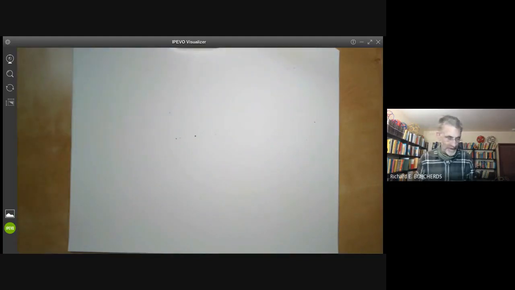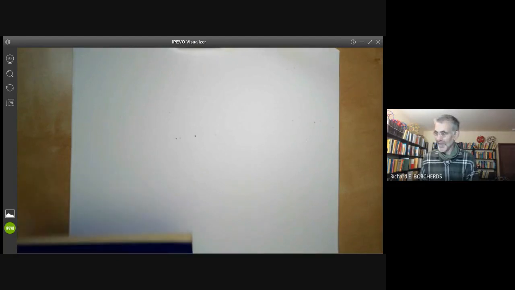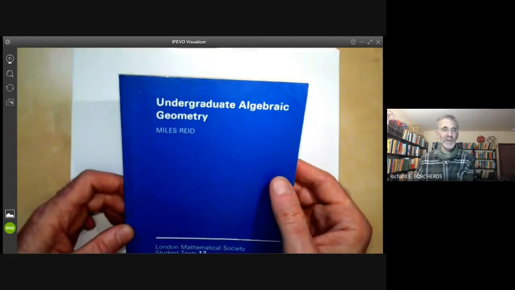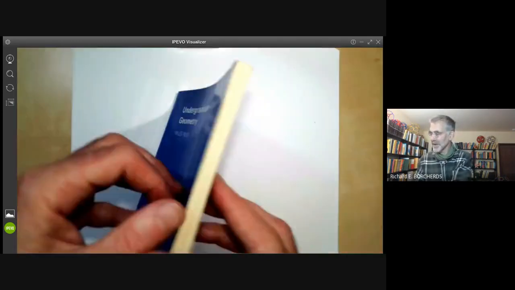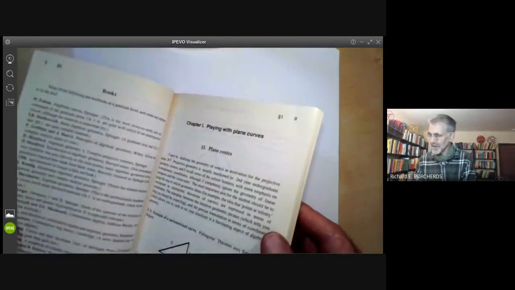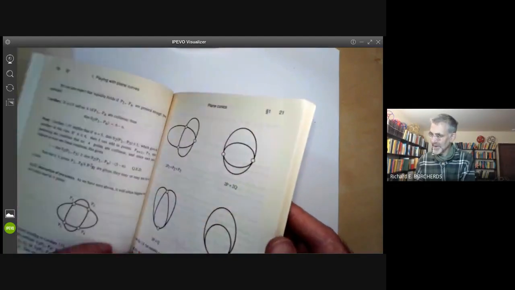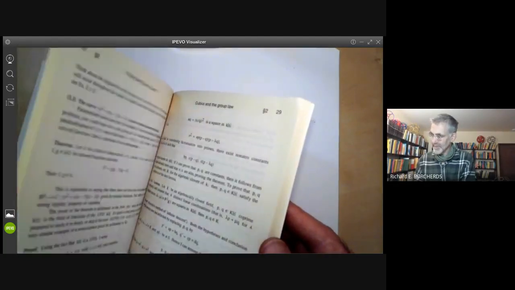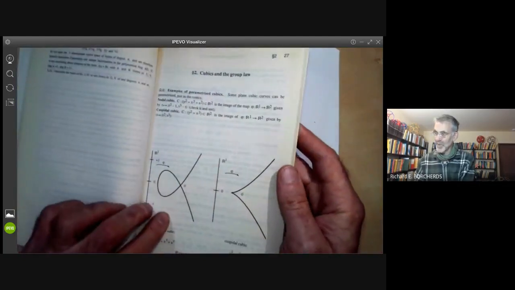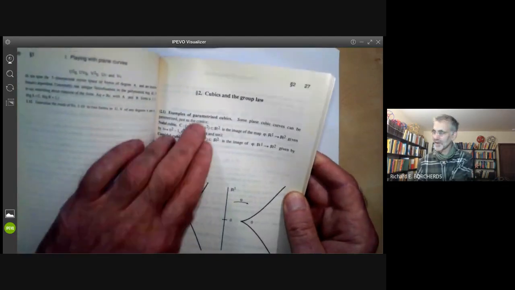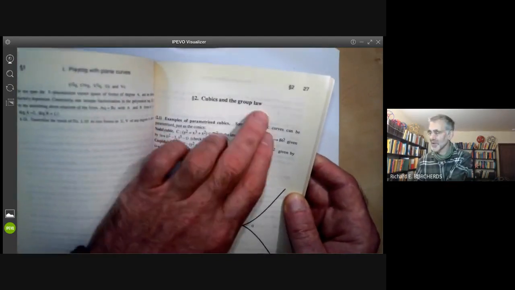Okay, I think I'll just finish by giving a suggestion for further reading if you want to find out more about this. There's an introductory book called Undergraduate Algebraic Geometry by Miles Reid, and the early chapter on it explains this method of generating rational points on cubics. Chapter 2 is on cubics and the group law, and he explains this method of generating new points from old points in rather more detail.